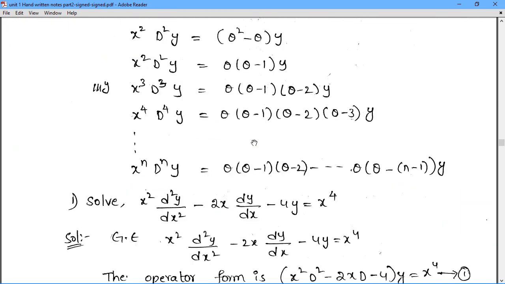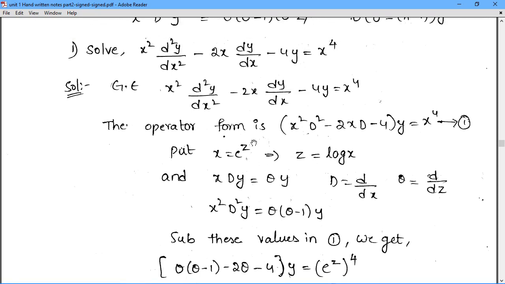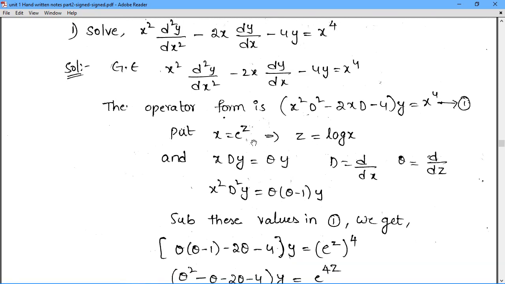Now we can see the example. While watching the example, we can clearly observe the concept of Cauchy-Euler equation, and how to solve the Cauchy-Euler equation. So the given problem is to solve the second order Cauchy-Euler equation. So first we have to write the operator form.